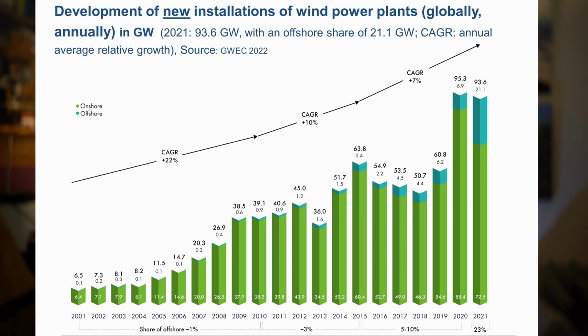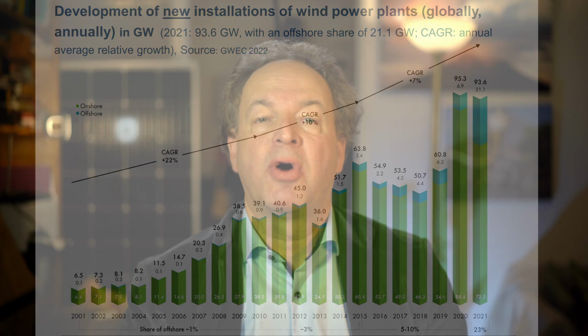And in the year 2021, there have been 93.6 gigawatts of installations, while 21.1 gigawatts of them have been offshore wind power plants. So you see the share of that increased very much. We will take a look in detail a little bit later.